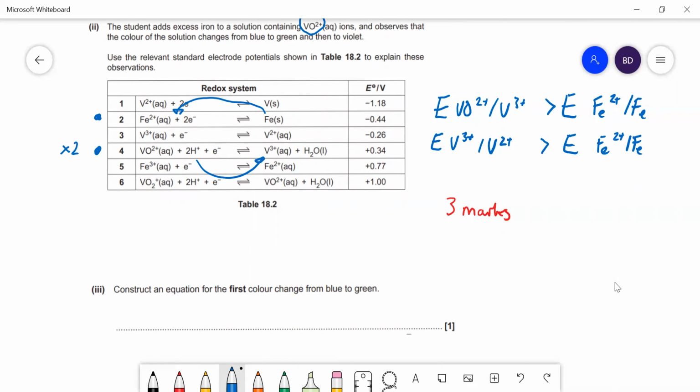So you're going to have 2 VO2+, I won't bother putting the state symbols in, plus 4 protons, plus Fe goes to 2 V3+ and 2 H2O and Fe2+ ions. Everything in aqueous solution, of course, except for the iron.